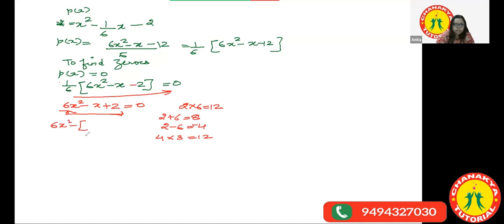It will be 6x minus 4x. Now, the bracket has a negative sign.